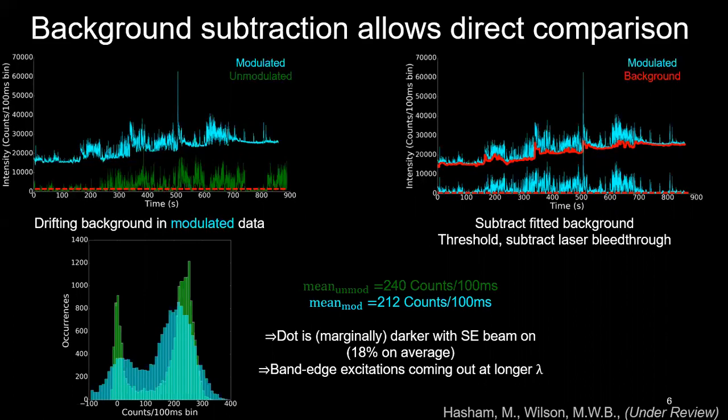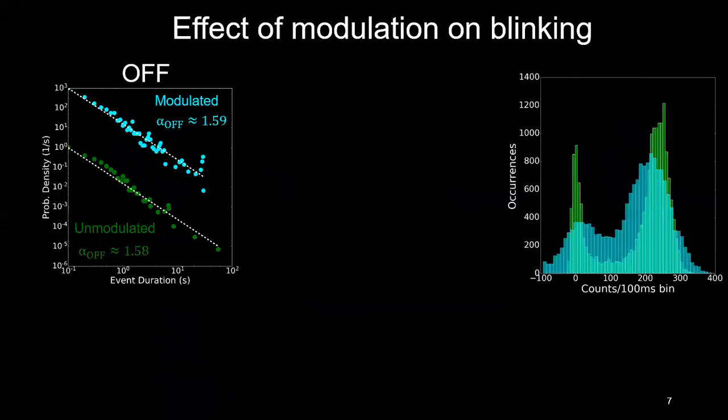What we find then after this subtraction technique is that looking at the peak of the on histograms, the dot is a little bit darker, giving us less photons when the modulation is on, which is evidence for us being able to deplete some of the band edge carriers. And so after all this background subtraction, we can histogram the durations and do our regular blinking analysis.